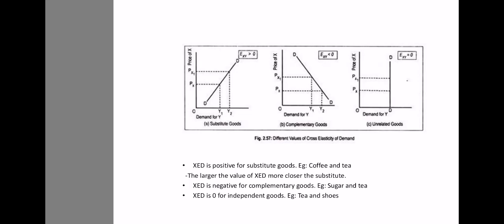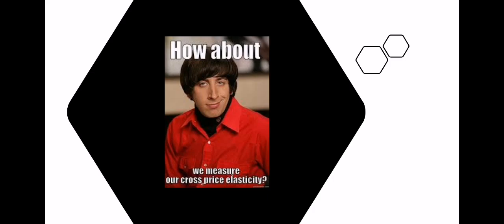Simple. And XED is 0 for independent goods. Tea and shoes, not relevant at all. No matter how much the price of tea increases, the people who want shoes will buy shoes. No one drinks tea and shoes or whatever, not related.